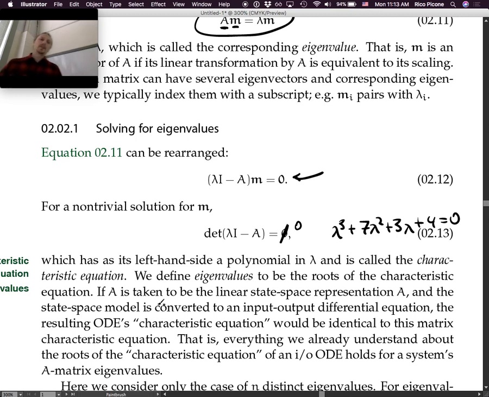So if you were to transform this state space representation with an A matrix A into a transfer function, and you got out an input-output differential equation representation, the characteristic equation of that, you use to find your homogeneous solution, right? When you're solving an input-output ODE, that's the same characteristic equation. So there's two ways to get to this characteristic equation. We don't need to go to an input-output differential equation form to get it anymore. Now we can just find the determinant of lambda I minus A, and we get those lambdas, which are the roots of the characteristic equation.